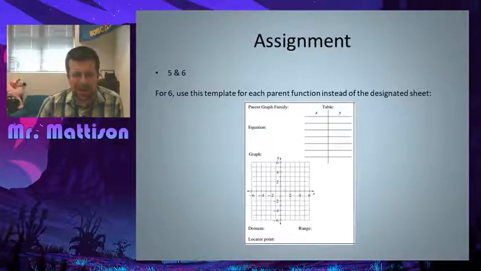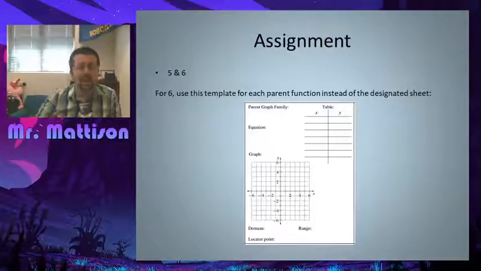If you're having a hard time with the locator point, don't worry about it. If you can get everything else here, you're totally fine. So with that, try your best on that, and I will talk to you guys next time.